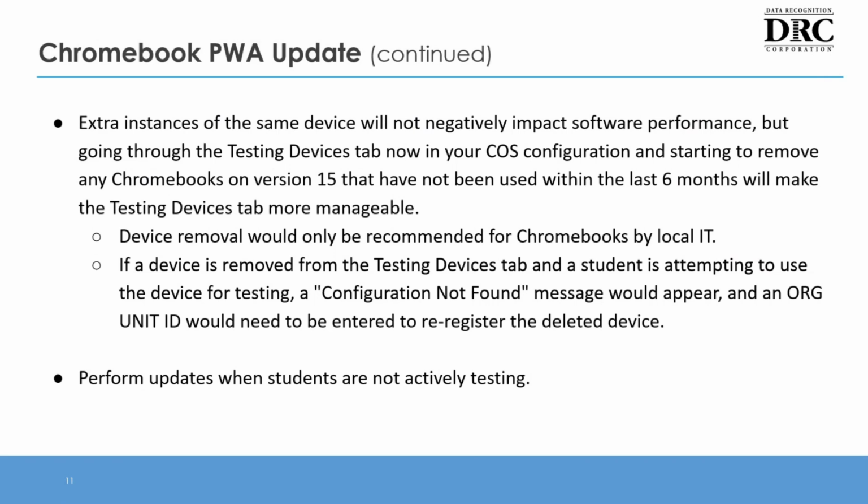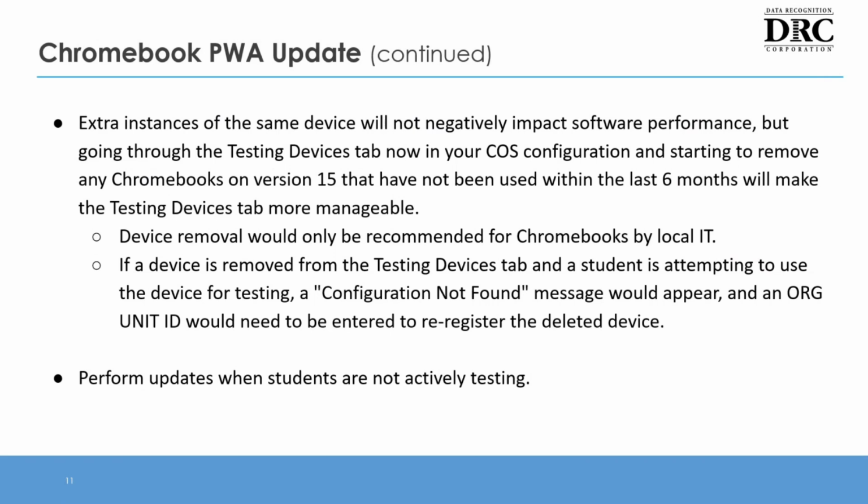When working with the Chromebook PWA updates in Central Office Services, it's always important to remember that extra instances of the same device in your Testing Devices tab will not negatively impact the software performance. But going through your Testing Device tab now and starting to remove any Chromebooks that are on version 15 or that have not been used in the past 6 months will make your Testing Device tab more manageable.